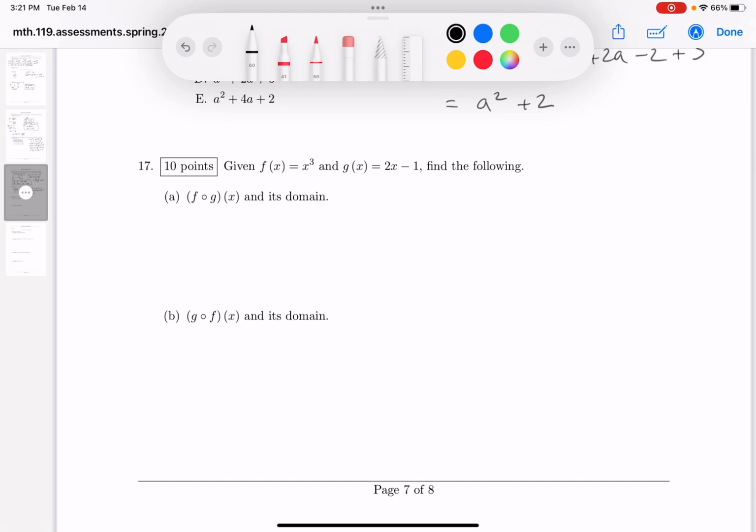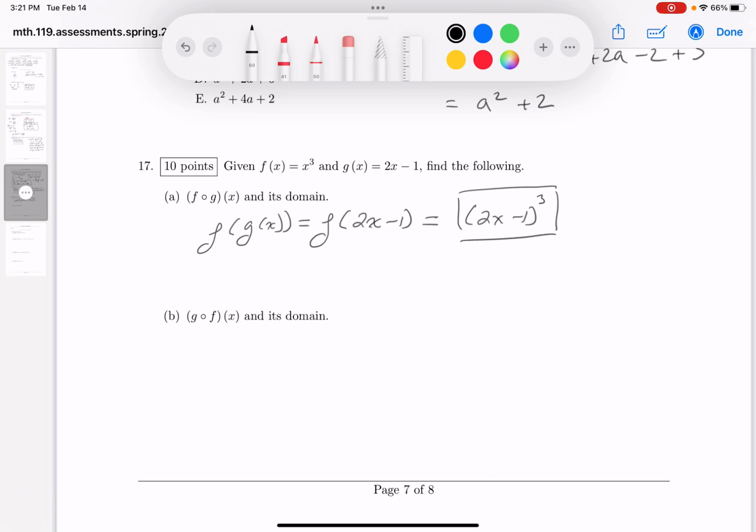They won't do a composition, but its domain might cause trouble for you. So g of x and f of, what's g of x? It's 2x minus 1. What does f do to it? It cubes it. By the way, you don't have to cube it, but if you want to cube it, you can. I'll put this down as an answer for this one over here.